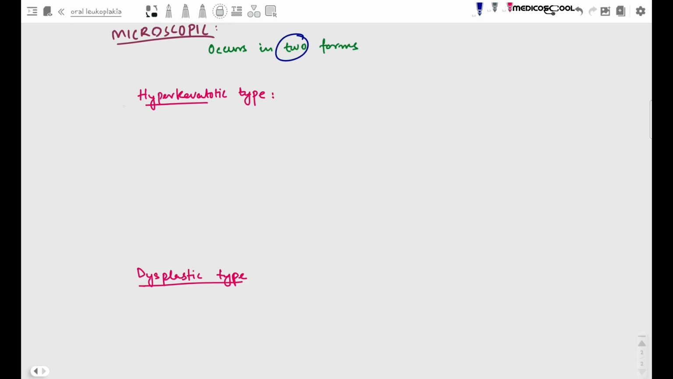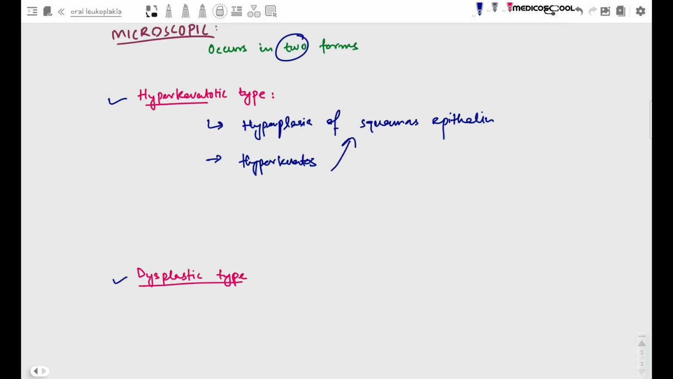Now, talking about the microscopic features, this leukoplakia occurs mainly in two forms, the hyperkeratotic type and the dysplastic type. In the hyperkeratotic type, what occurs? There is hyperplasia of the squamous epithelium of the oral cavity. And the second one is there is hyperkeratosis on the surface of this squamous epithelium. Now, what is hyperkeratosis? This is an increase in the concentration of keratin on the surface epithelium, and is mainly due to the keratinocytes.